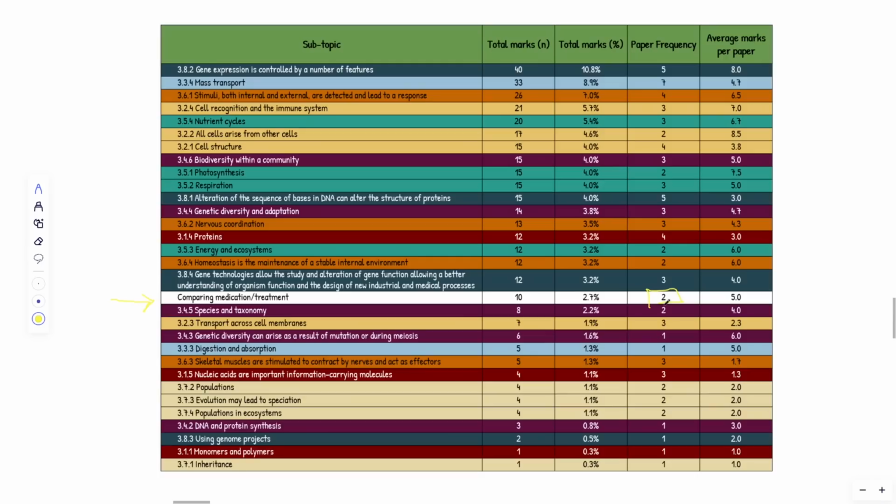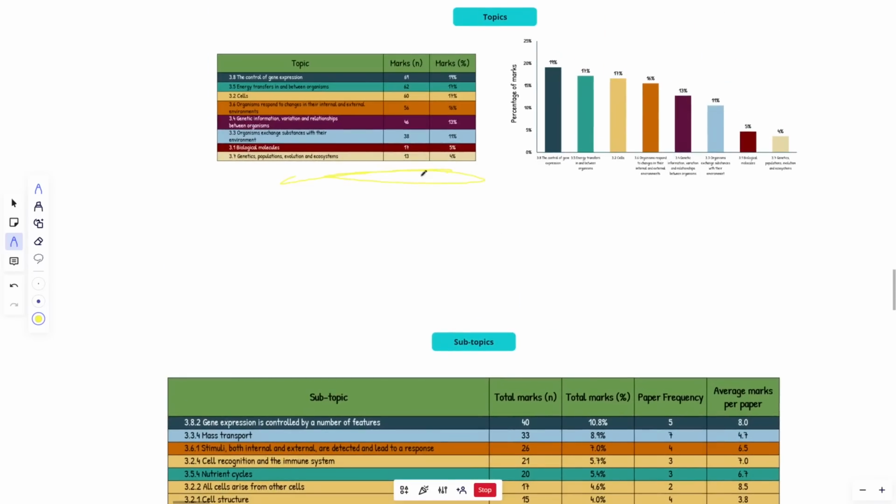Okay. And it was essentially comparing the use of different medications or treatments for different diseases, okay? Now, it didn't specifically come under the immunity topic, and it didn't specifically come under the treatment of cancer and those sort of diseases that are actually in the specification. Okay, so I sort of funneled this into its own subtopic, and it's actually excluded from these marks here.